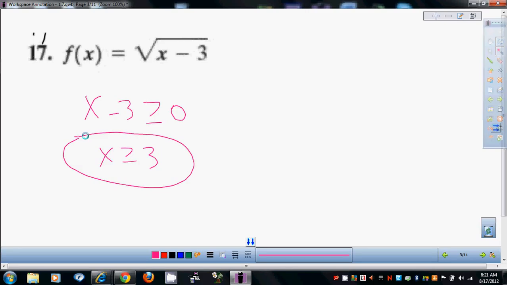Because it has to be positive. You can't have a negative under there. So that's why you will always set it greater than or equal to 0. Did that answer your question? Good. All right.